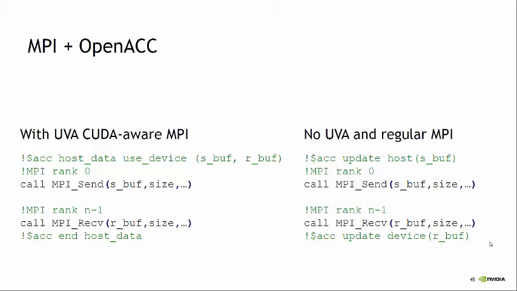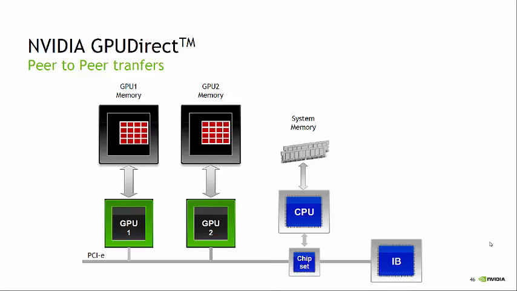With OpenMPI and the supported MPI implementations, you should be using this on the left. If you're using an unsupported MPI implementation, this one on the right is probably what you want to be going for. There are ways to optimize the one on the right. I'm not going to go into them because I think if you're using CUDA and MPI, you should be using a supported MPI implementation if at all possible. This essentially allows us to go from GPU 1 memory to GPU 2 memory.